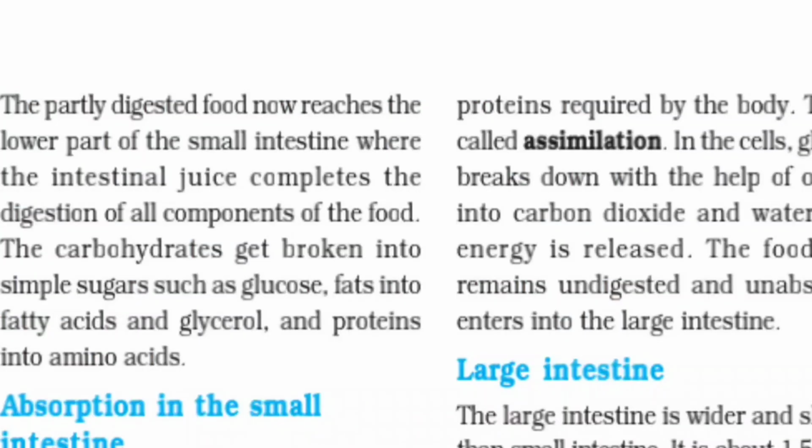The partially digested food now reaches the lower part of the small intestine where the intestinal juice completes the digestion of all components of the food. The carbohydrates get broken down into sugars such as glucose, fats into fatty acids and cholesterol, and proteins into amino acids.